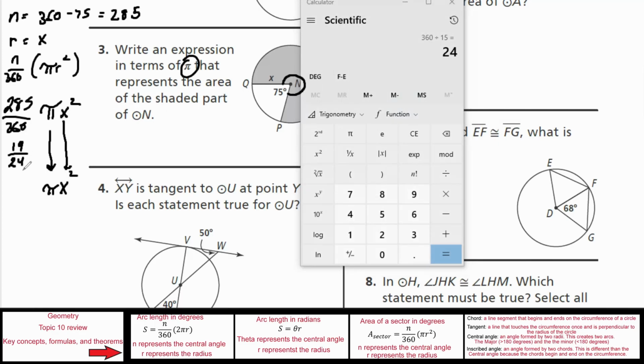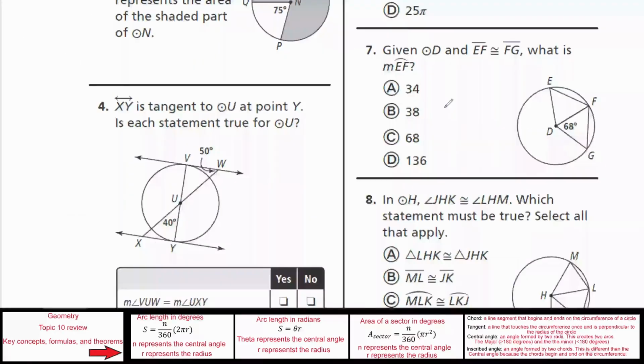We definitely can't simplify that anymore, so our final answer is 19 over 24. I missed part of my answer in my circling: times pi times x squared.